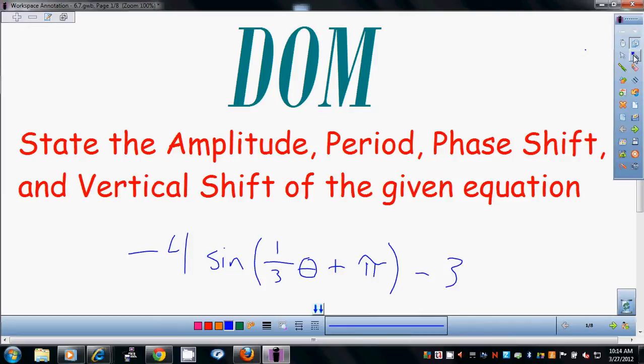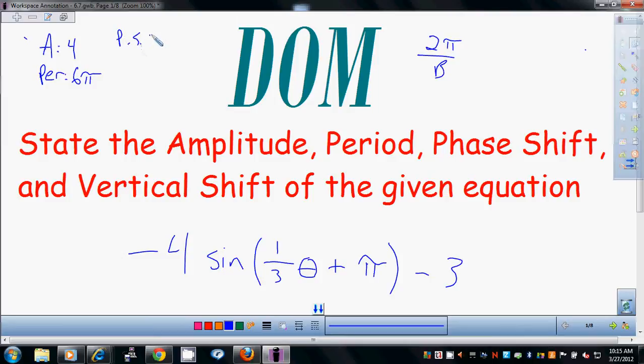Okay, so here we go. Who can tell me the amplitude? 4. There is no negative amplitude. It's just 4. It's the number in the beginning. Period. You may remember that it's of the form 2 pi over b. What's my b value? 1/3. 2 pi over 1/3 gives you a period of 6 pi.